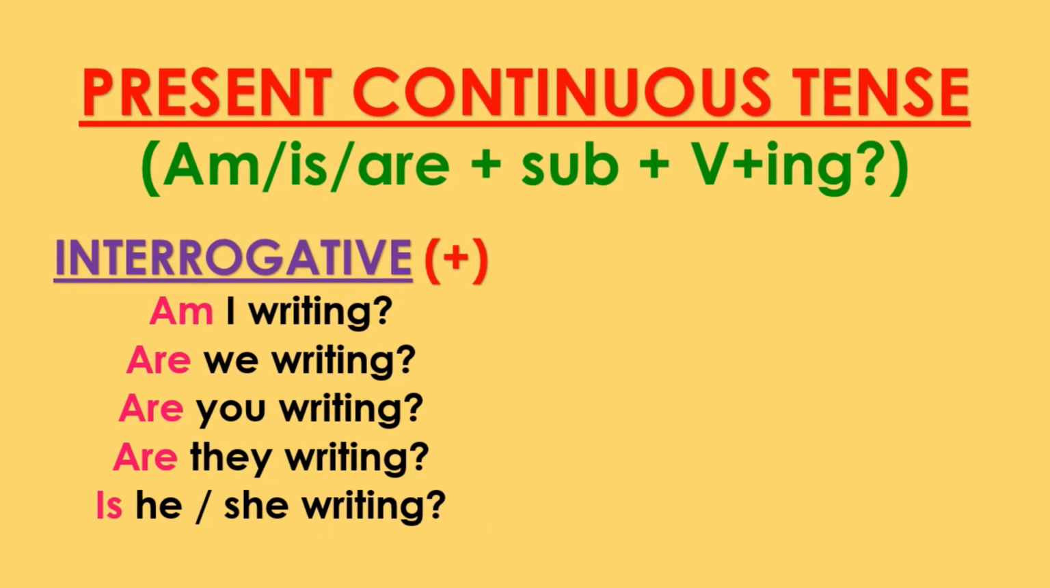Look at the sentences, students. Am I writing? Are we writing? Are you writing? Are they writing? And in case of third person singular number, it is, is he or she writing? Because we all know that he or she is always followed by is. Now in case of negative questions, let us see how they are formed.